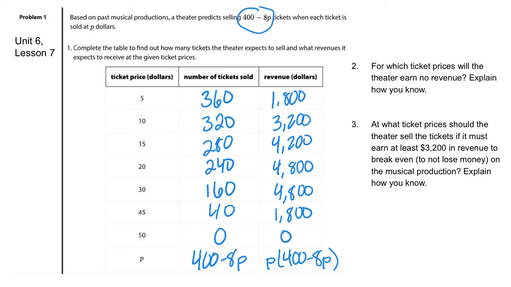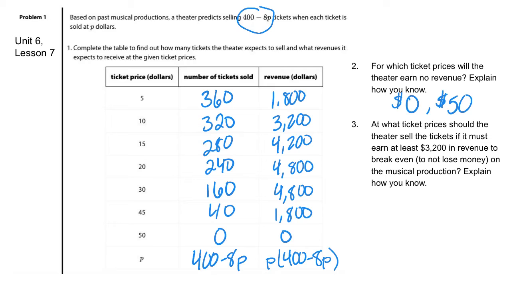So number 2, for which ticket prices will the theater earn no revenue? Well, it's not on the table, but if they charged $0 for a ticket, then they're not going to earn anything. And according to the table, if they charged $50, they're not going to earn anything.